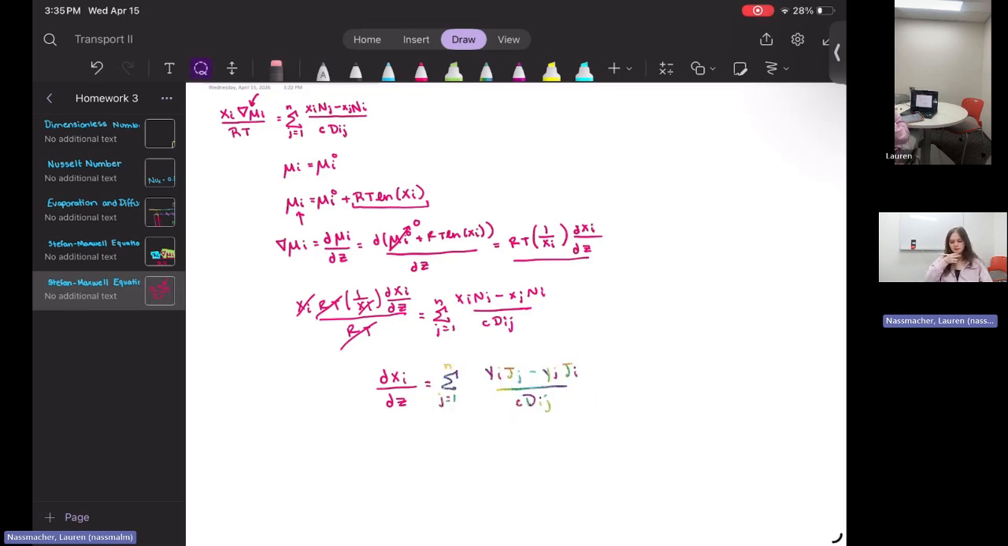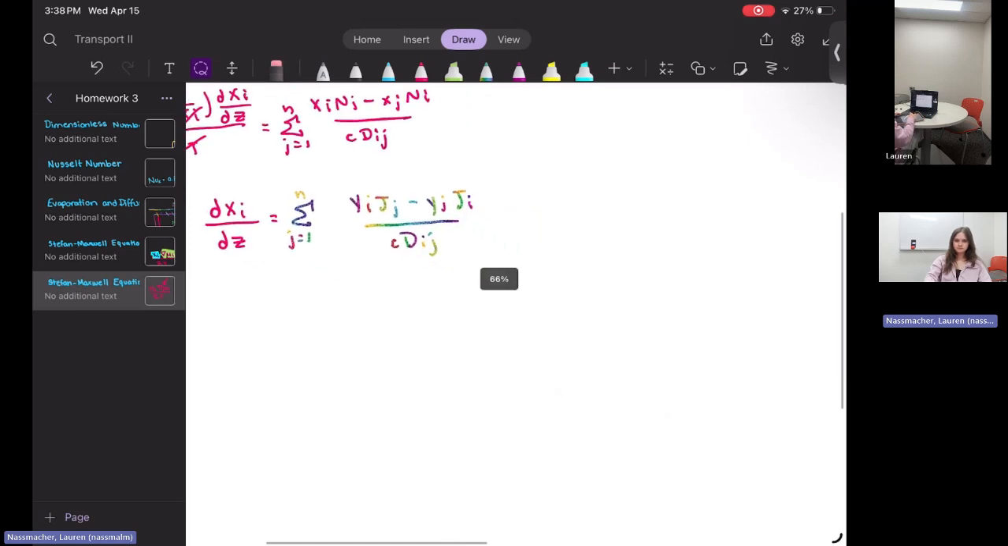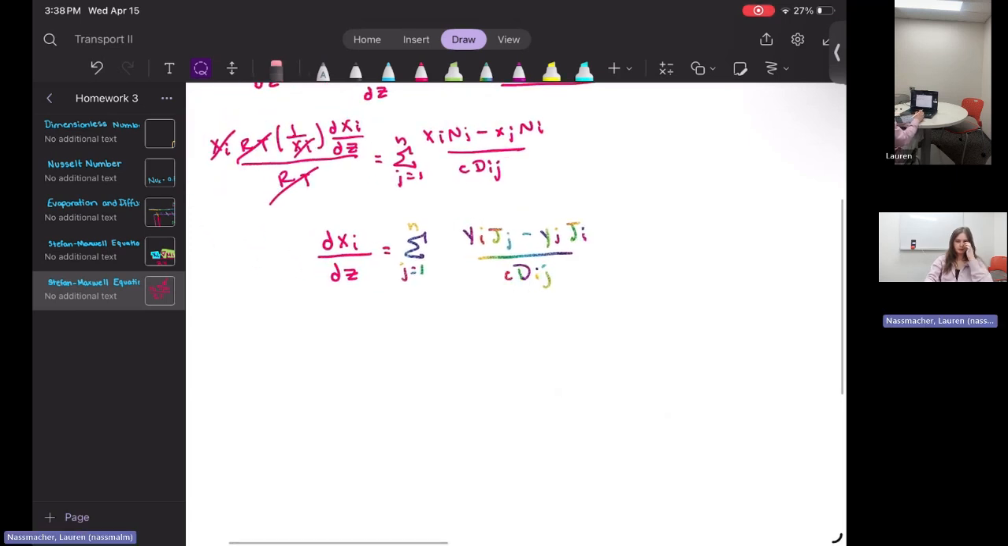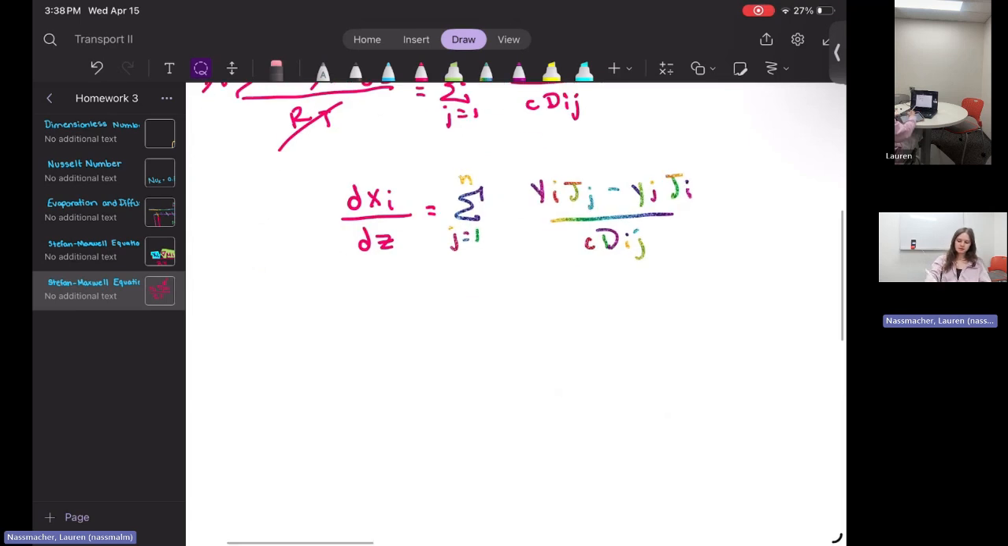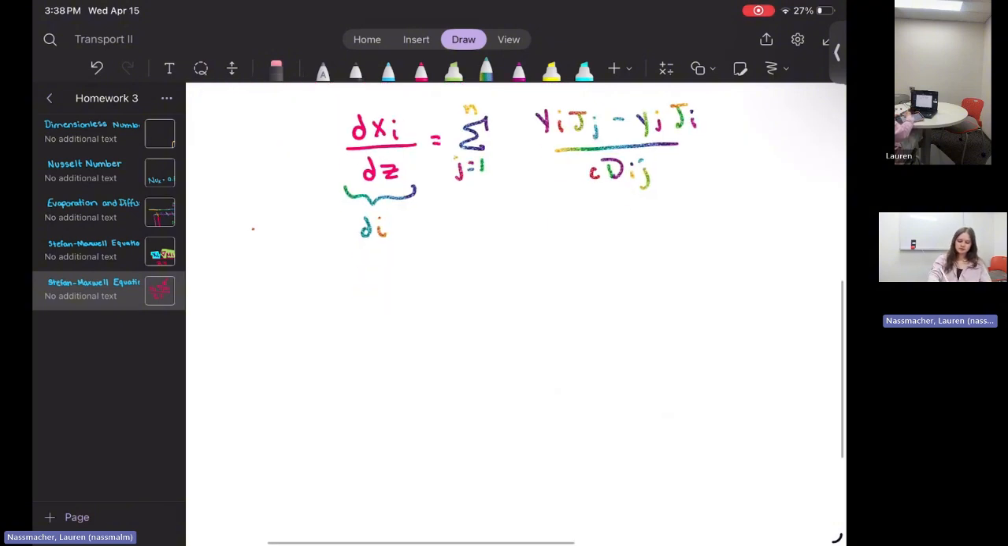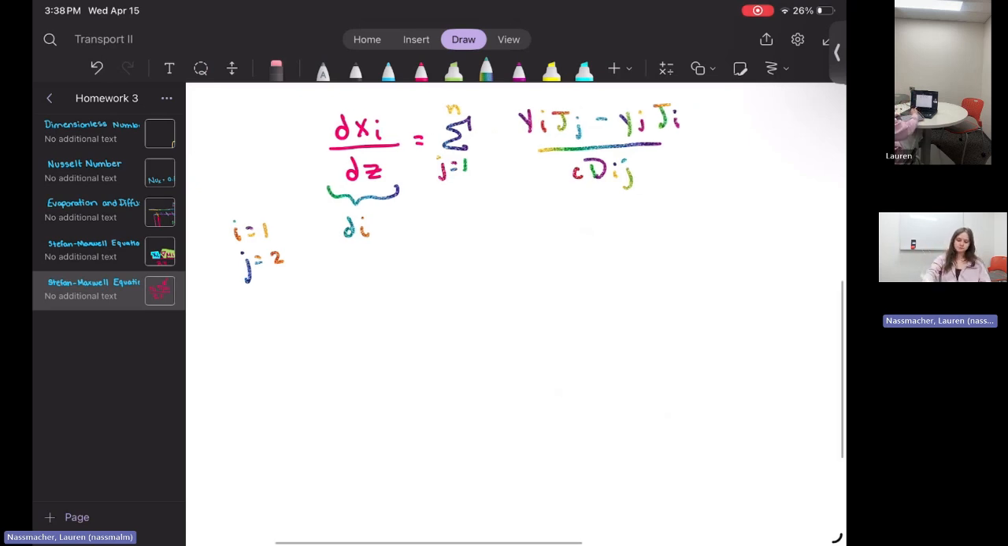Great question. Now that we've replaced this equation, we want to do the equation for a pure component. We'll start by saying this is equal to the driving force of i, just replacing that whole part. And we'll also say that i is equal to 1 and j is equal to 2. So because this is a sum, we'll have to add 1 to 2. We'll start by doing 1.